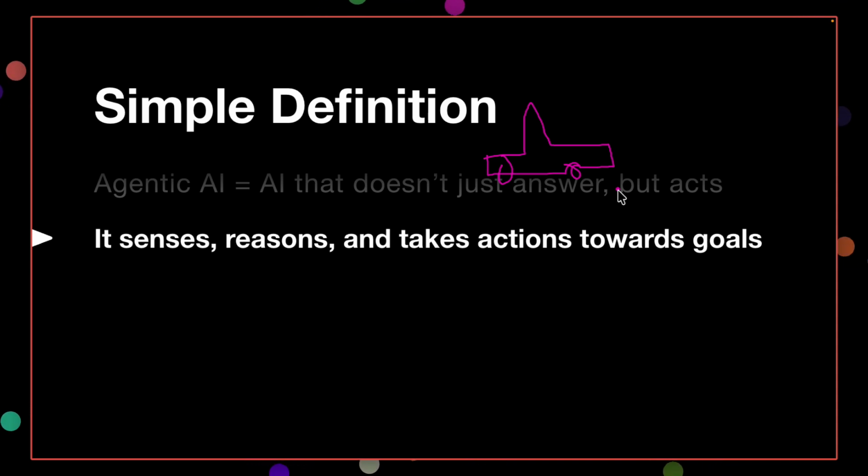So when we say an agentic AI system, it's similar to this. It's a software system which can sense its environment, which can reason about what it has to do, and then it finally takes the action such that the end goal can be achieved.